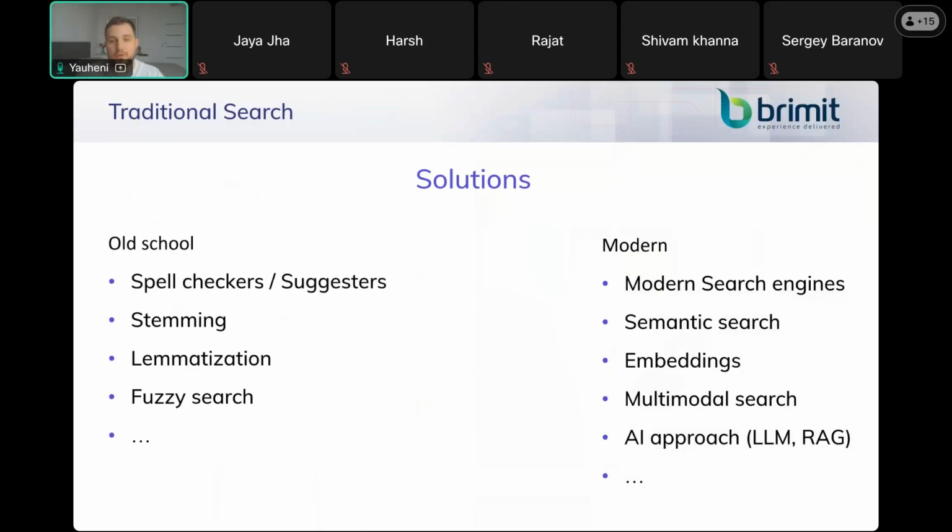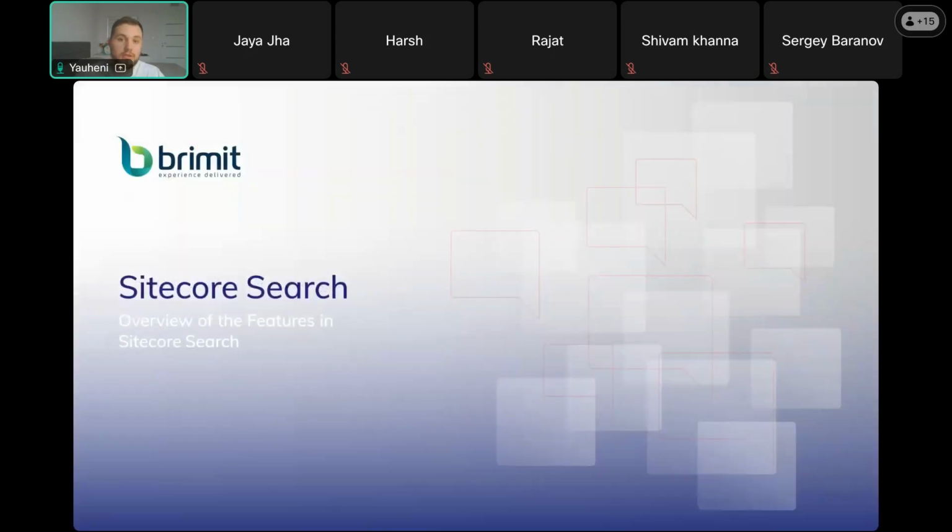And of course, what is very popular today is using large language models and generative AI, which allow us not only to search for information without any limitation, but also to explain the relevance of search results, to answer questions like a human, to search for information on the internet, and much more. As I said, Solr search was very limited, and therefore Sitecore created a new search engine, Sitecore Search. And now I will go over its features.